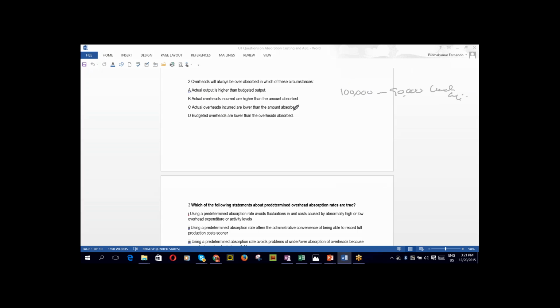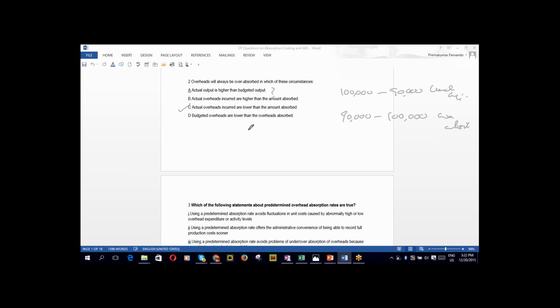Look at the third one. Actual overheads incurred are lower than the amount absorbed. Actual incurred is 90, absorbed is 100,000. Now this is surely over absorption. Correct? Yeah. This is surely over. So this is definitely right. But this is also maybe right. I'll come to that in a minute.